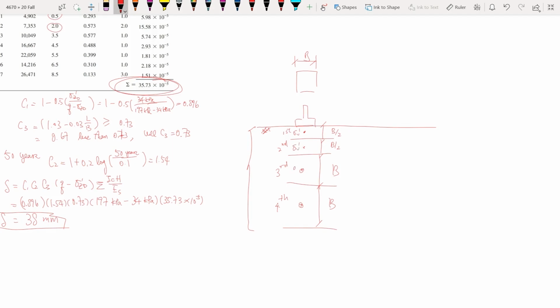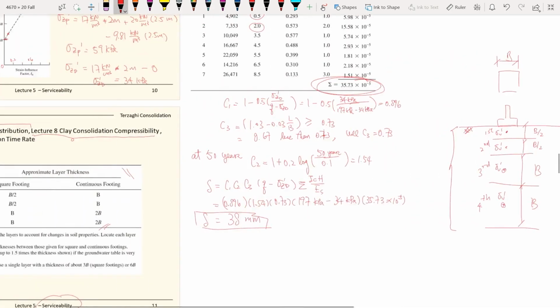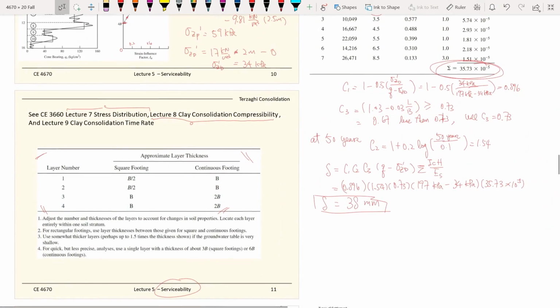at the midpoint, right? Exactly like in 366, what we have done for our settlement analysis. And this is for primary consolidation only. So here, in this slide, we deal with primary consolidation. We'll talk about secondary consolidation later.